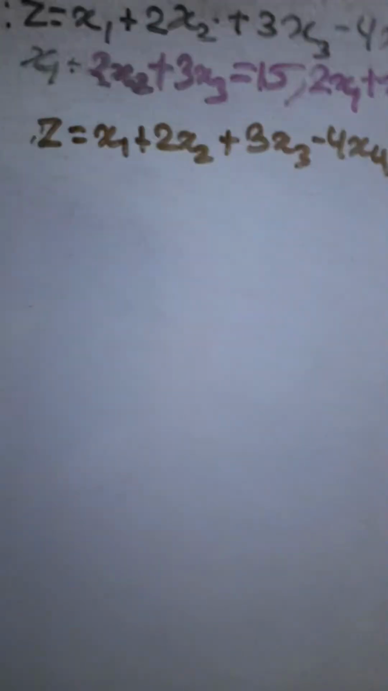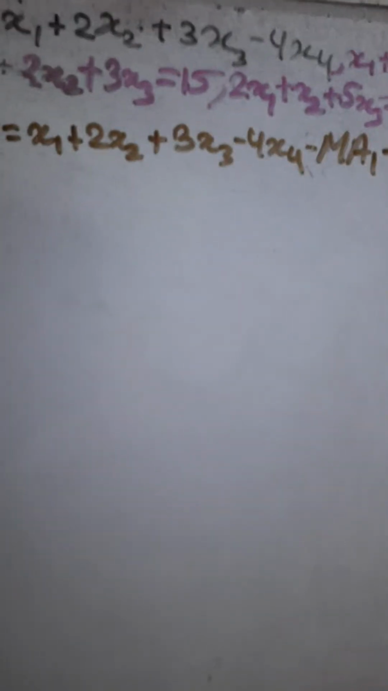Here we have an artificial variable, so we multiply the artificial variable with minus M. We don't multiply anything with the slack variable, but we multiply M with A when we are subtracting.